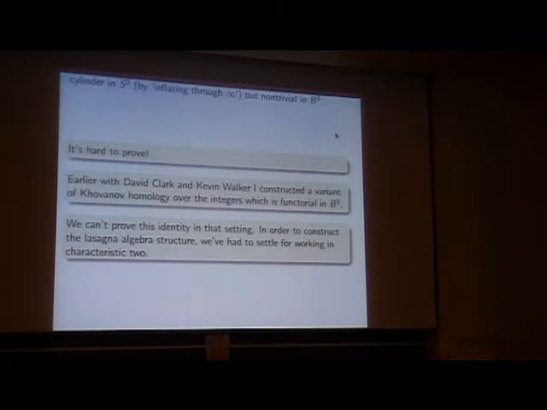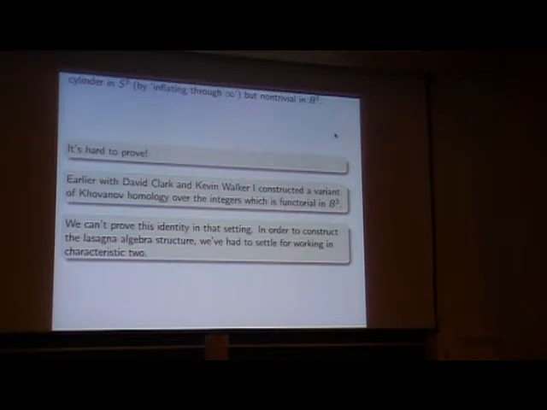So it turns out it's been a little hard to prove, and we've been stuck on it for some time. Actually, we've not only been stuck on it, we've announced various false proofs of it, I think, over time. Not in print, fortunately. But it's a little surprising that this is hard to do. We have a version of Khovanov homology which is functorial on the nose, and it's sort of surprising that in that setting, we can't check that map.